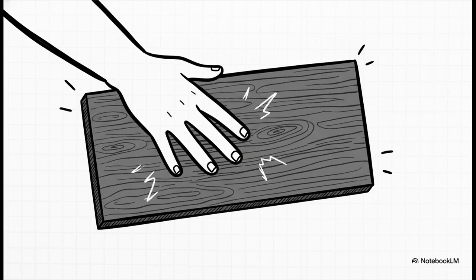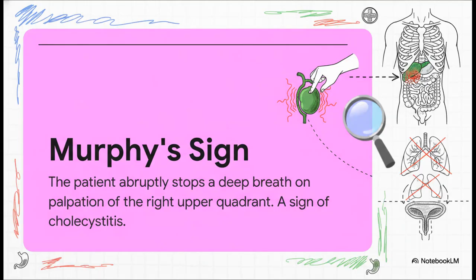That means generalized peritonitis. Here's a beautiful example of how a simple physical maneuver can be incredibly diagnostic. This is Murphy's sign. You place your hand in the right upper quadrant, and you ask the patient to take a deep breath. As they breathe in, their diaphragm pushes their inflamed gallbladder right down onto your fingers. They'll feel a sharp jab of pain and immediately stop breathing in. That little catch in their breath is a classic sign of acute cholecystitis.